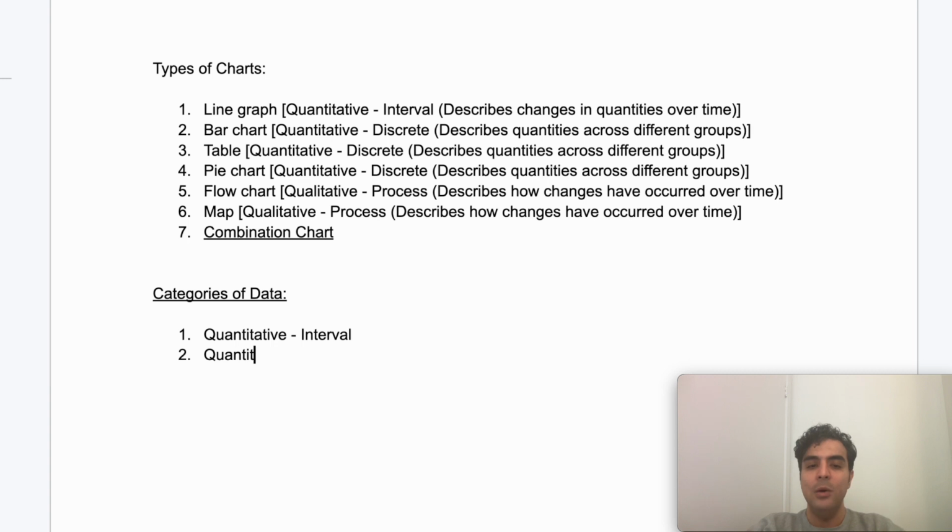The second category is quantitative discrete. This is when you get a bar chart that's comparing different categories, a pie chart, or a table which doesn't have time as either the column or listed in its rows. So this is the second type of data. And the third type of data that we have is basically qualitative data, which tends to be process in nature.